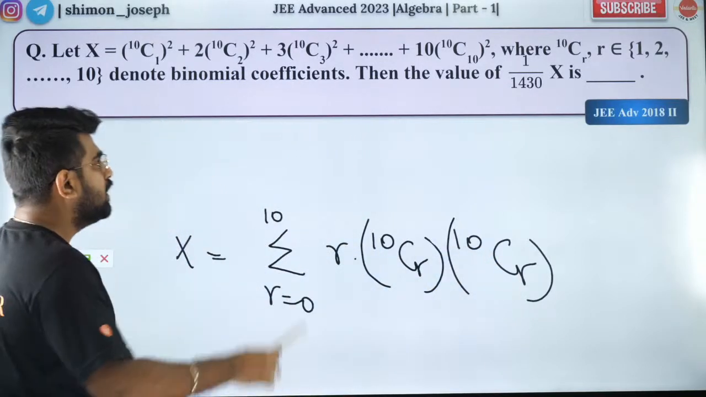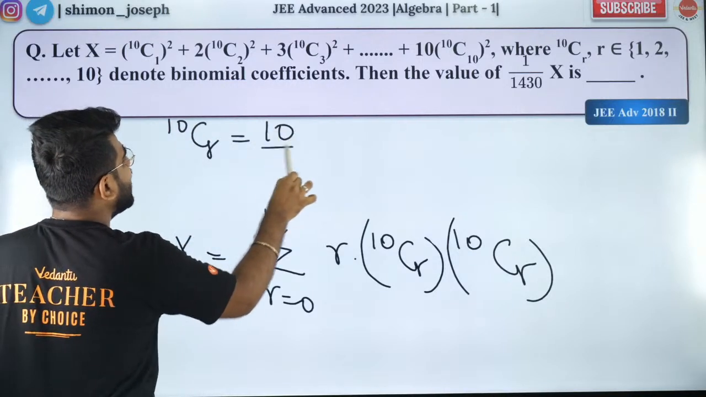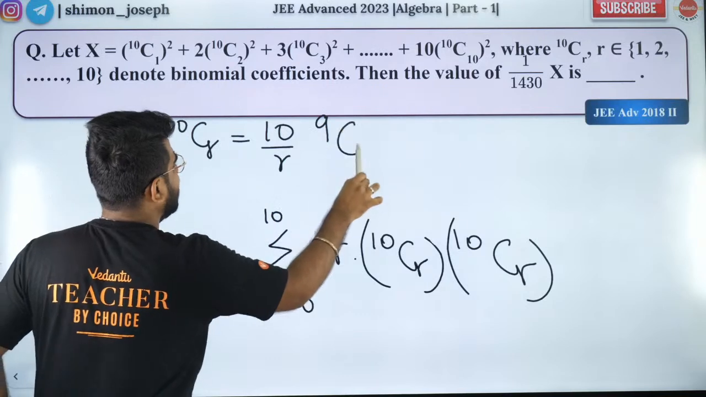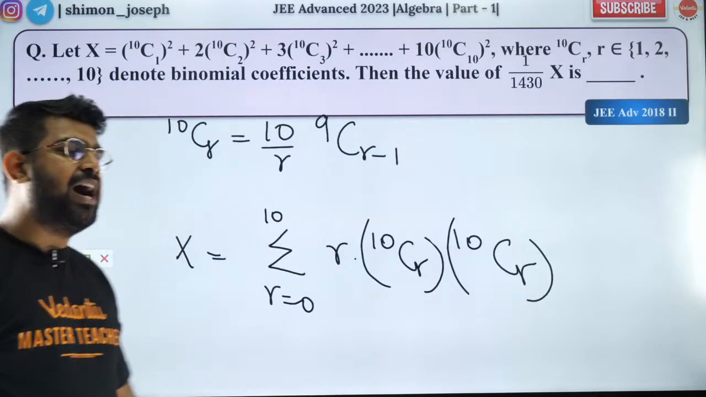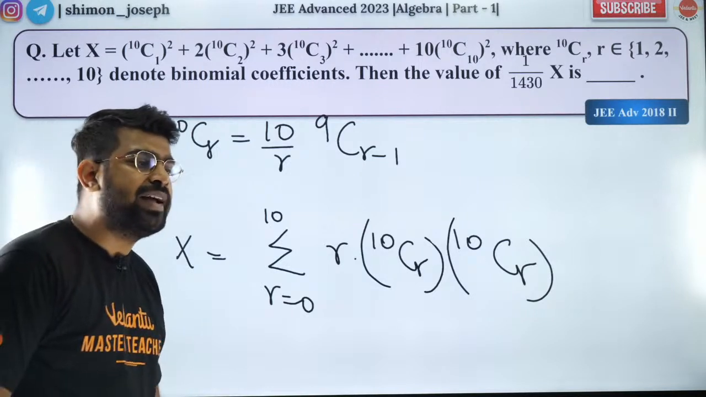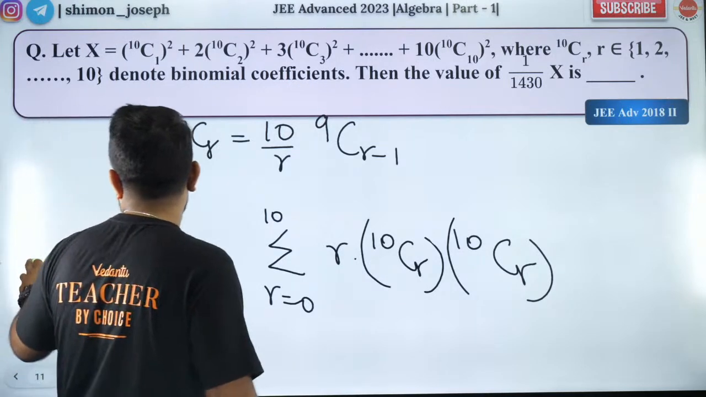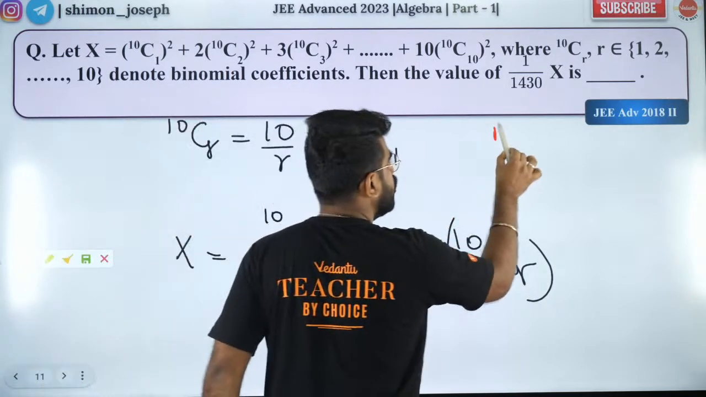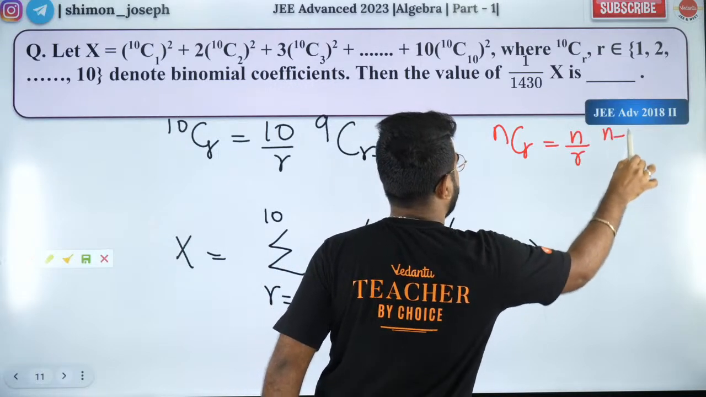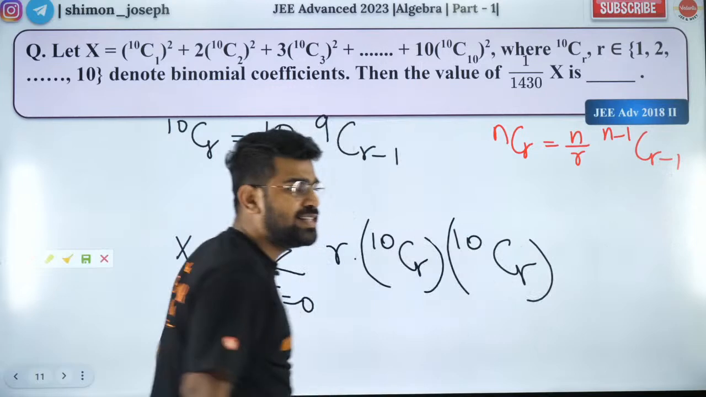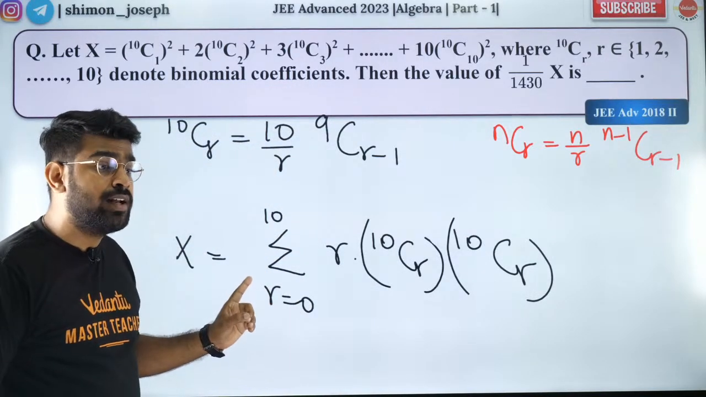Now, can I write 1 of the 10CR as 10 by R into 9CR minus 1 by using properties of binomial coefficients? What property, sir? You must be knowing NCR is equal to N by R into N minus 1 CR minus 1. Is that correct?